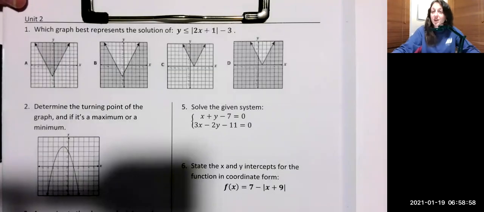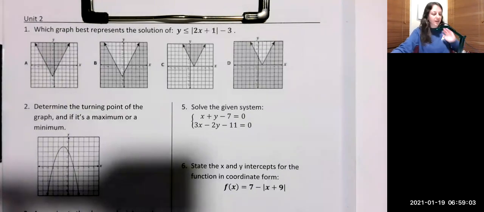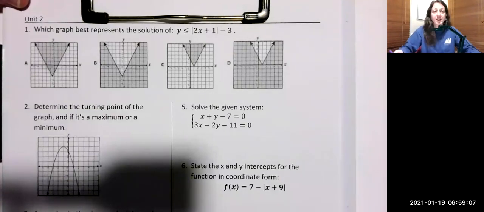All right, so welcome to Unit 2 exam review. This one was about graphing, and there are some things that I'm going to go over in the video that maybe aren't exactly on this page, so make sure you pay attention.